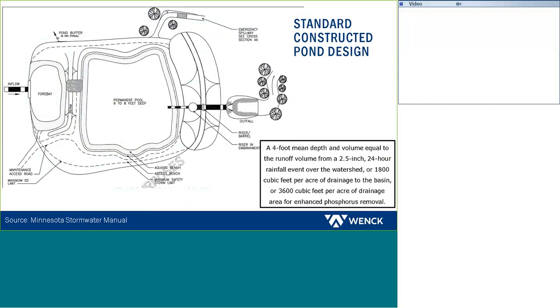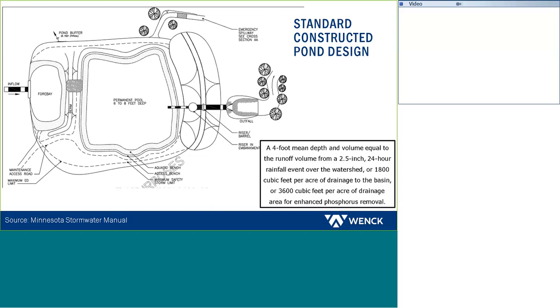So here's a standard constructed pond design. This is from the Minnesota Stormwater Manual, and you can see drainage comes into a forebay. It overflows into a permanent pool. You try to keep it at 6 to 8 feet deep to prevent anoxia, so you don't get re-release of sediment, and then it discharges out there.